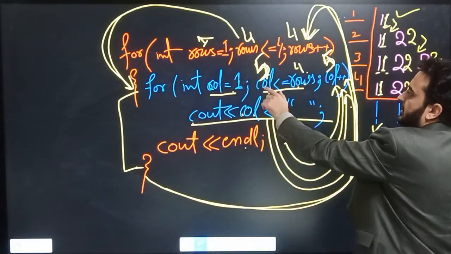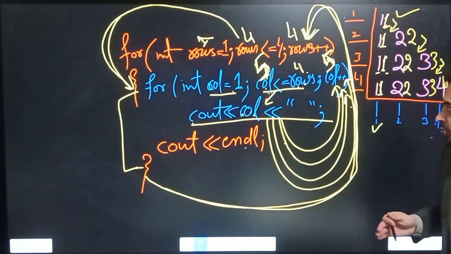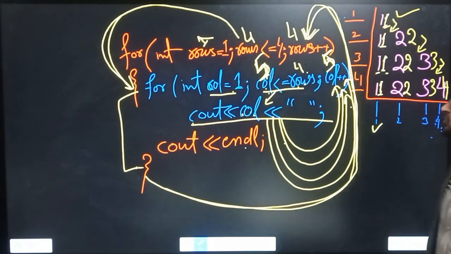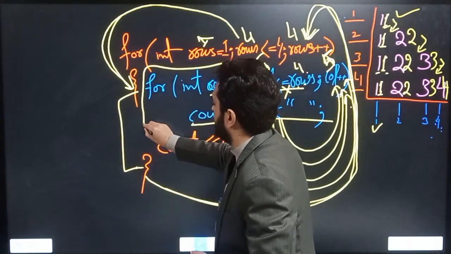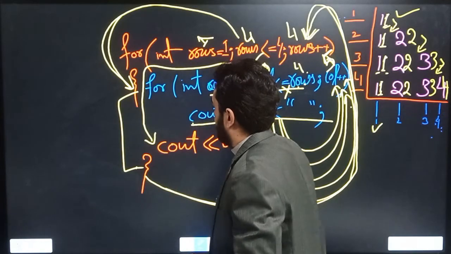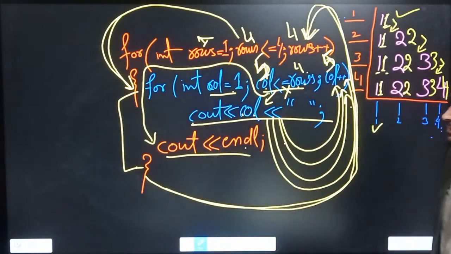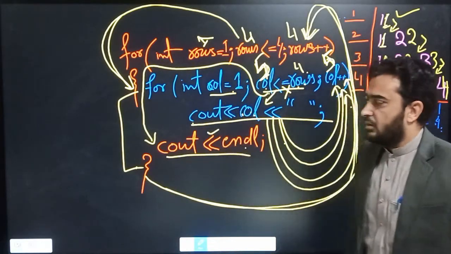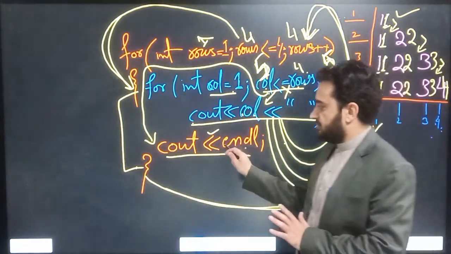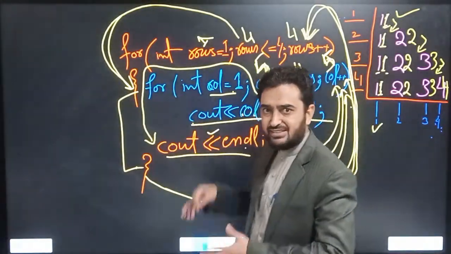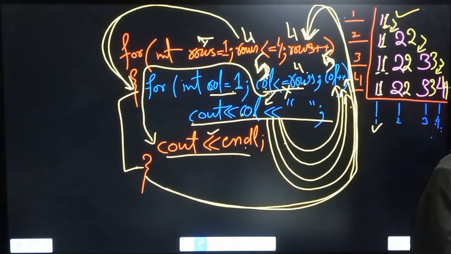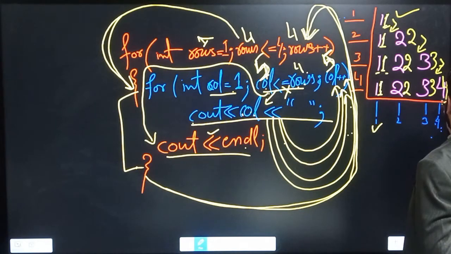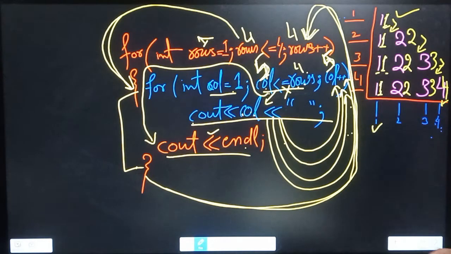The condition will be checked. 5 is less than or equal to rows. No, 5 is never less than or equal to 4. So this condition will become false and execution will jump out of the inner loop and will come to the cout statement, because this statement is not part of the inner loop. This statement is part of the outer loop, in the body of the outer loop. So this statement will execute and it will order the cursor to jump over to the next line. So the cursor will blink somewhere here.